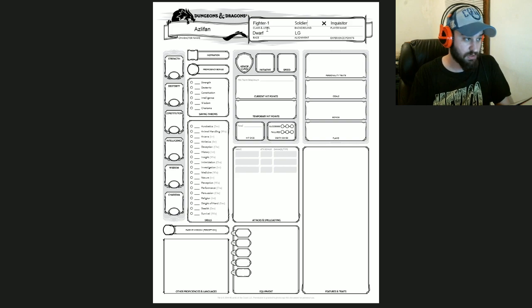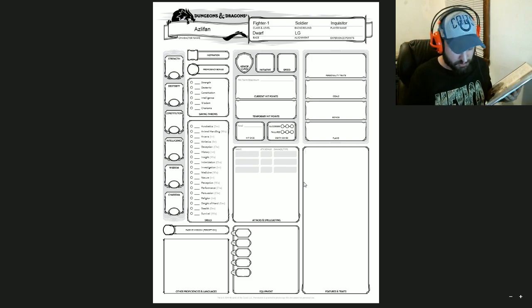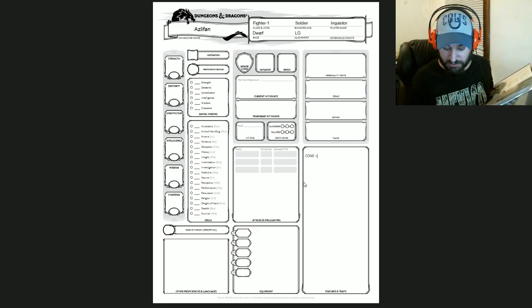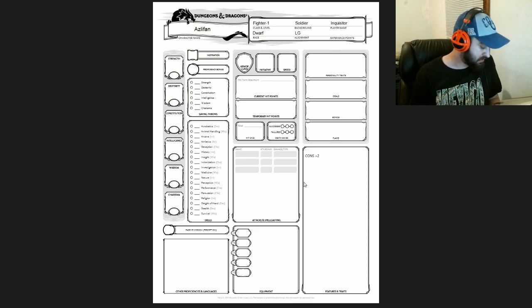So we're gonna mark right here, just for now, just to remind us, Constitution plus 2. Very simple. We will add that later. Second thing that we have is dwarves mature at the same rate as humans, but they're considered young until they reach the age of 50 years old. On average, they live about 350 years.